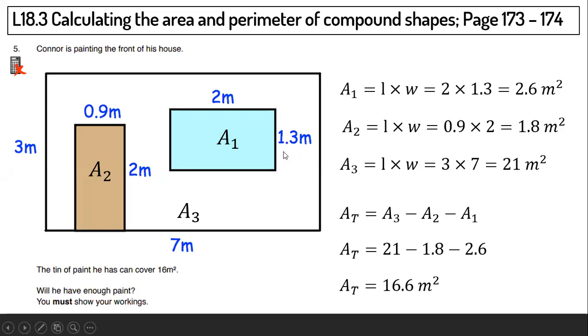Now let's hear someone else. Khawaja, will you have enough paint in this case? Yes. You only have 16 meters squared, but you need to cover 16.6. So do I need an extra tin of paint? Yes. Thank you very much. So this is one of the questions. Let me give you another one. The other one will be a little bit harder.